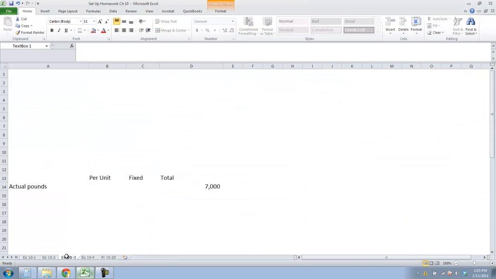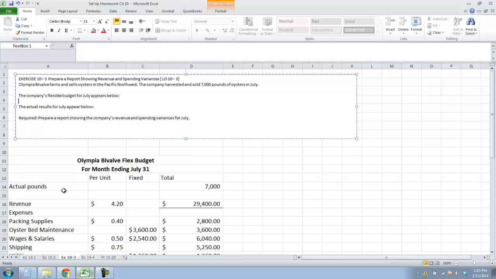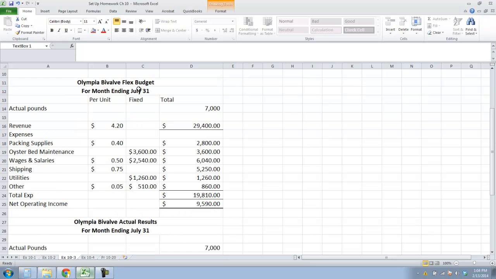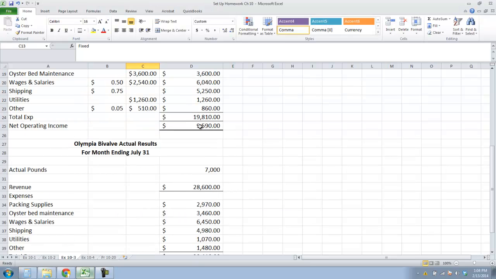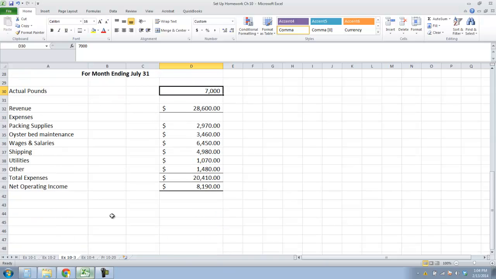We're going to continue on to exercise 2-3. This is showing both a revenue and spending variance. Olympic Farms sells oysters in the Pacific Northwest. The company has harvested and sold 7,000 pounds of oyster in July. The company's flex budget appears below. So here's their flex budget, and then we have actual. So instead of comparing planning and flex, we're going to compare actual and flex.